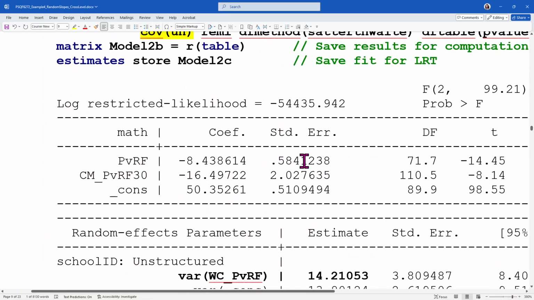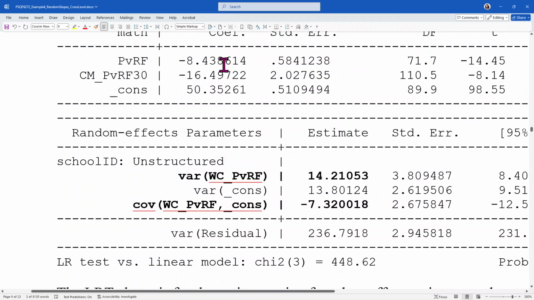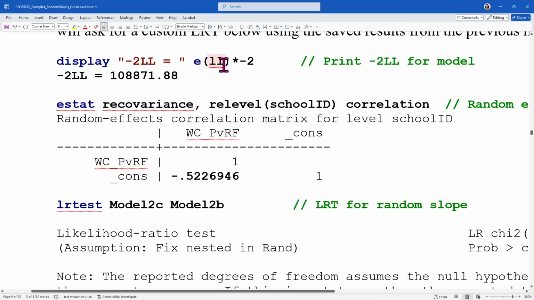In Stata, though, you can do likelihood ratio tests. There's a command called estimate store, and you need a name for what you want to call it. I just named it after the model. Estat recovariance, relevel school ID, correlation is the command that turns your covariance in your random effects into a correlation. This is a -1.